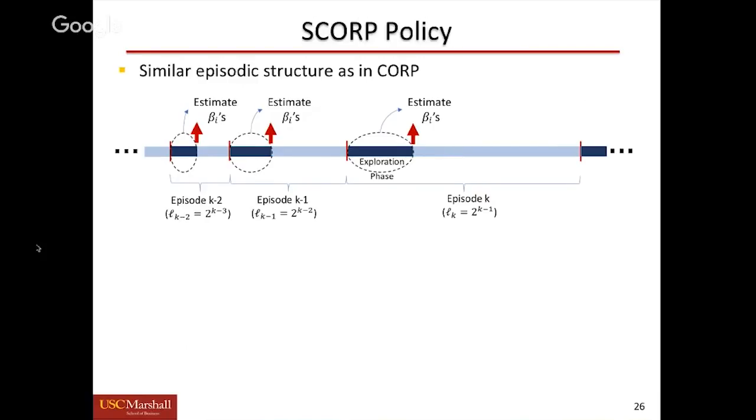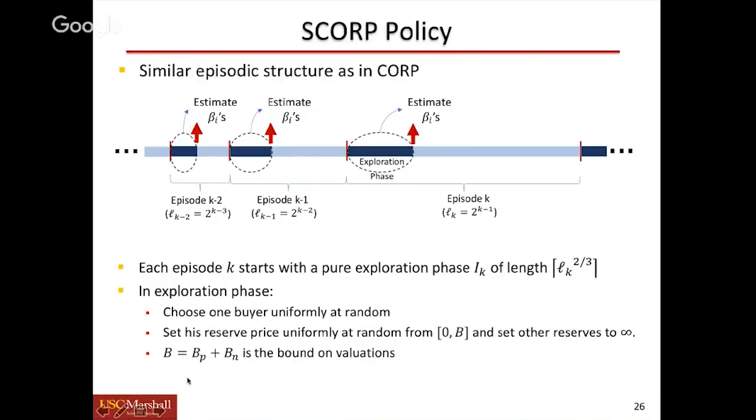Okay. So this is the high-level structure of this CORP. Again, it has some episodic structure. The length of the episodes are powers of 2. But for each episode, you do exploration for this number of periods. So if you are in episode K, for L_K to the power 2/3, you just do exploration. And exploration, I already explained what it means. You choose one buyer uniformly at random, set the price to be uniformly between 0 and B, and then set the reserve for the others to be infinite.